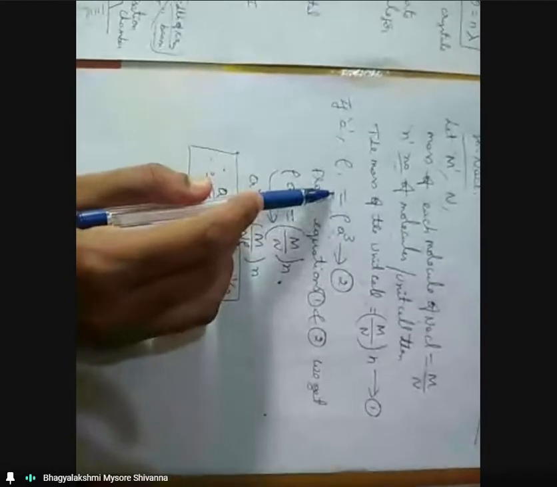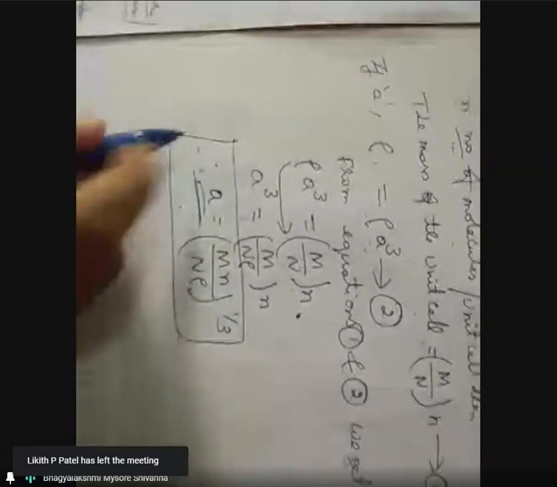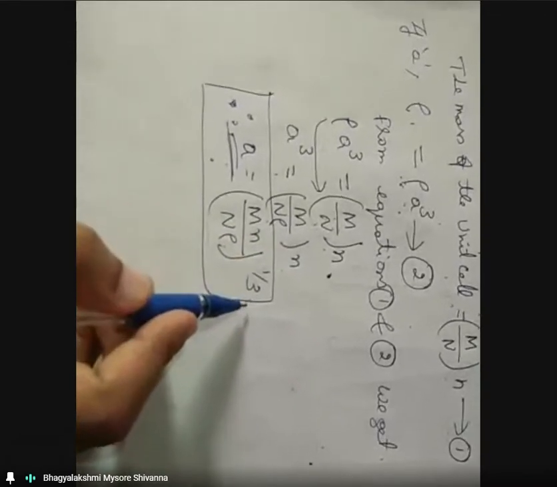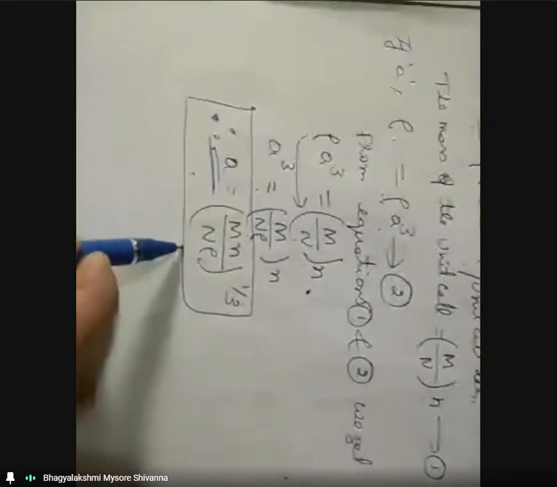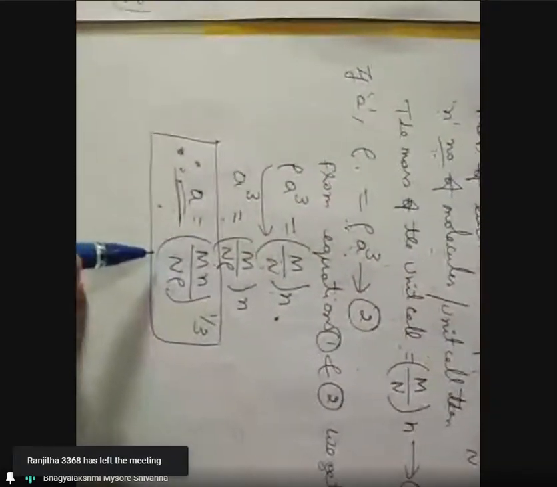If a represents the edge of the cube and rho is the density, then the mass of the unit cell, we know that mass is equal to density into volume. Density is given by rho, volume will be a cube. Therefore, comparing equations 1 and 2, we get rho a cube equal to M by N into n. Rearranging the terms, a cube is equal to Mn by N rho. Therefore, a should be equal to the cube root of Mn by N rho, which is very important because by using this formula we can find the cell constant.